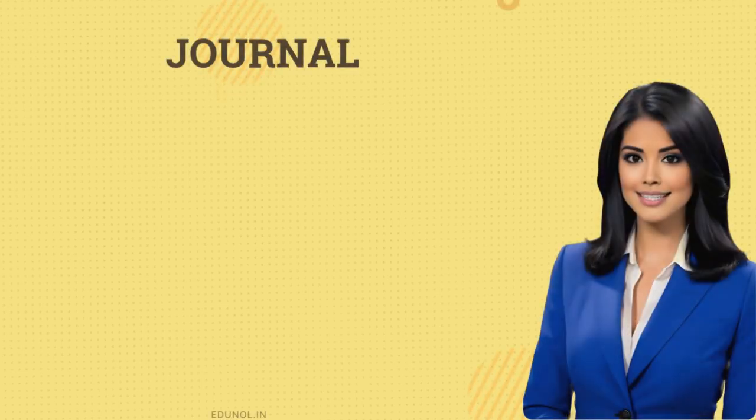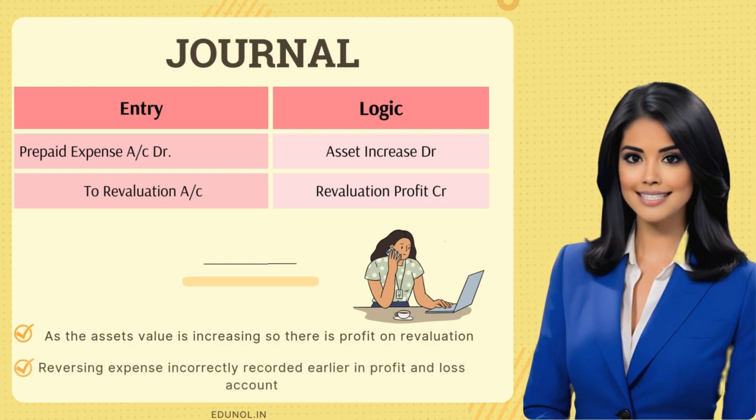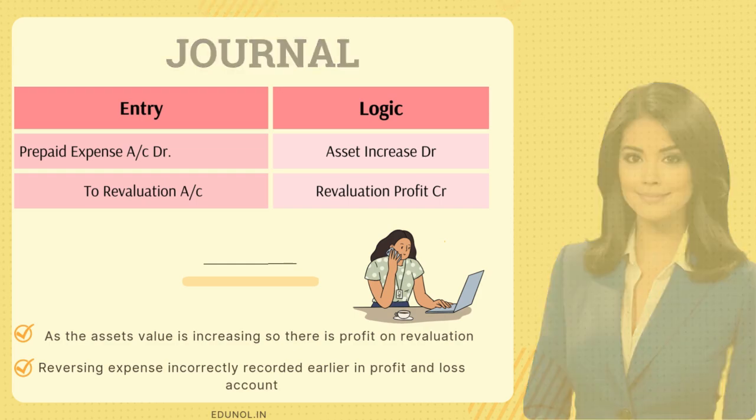Next we come to journal entry. Prepaid expenses is an asset which is increasing, so it gets debited. In case of increase in assets we have a profit, so revaluation account gets credited. Another reason for revaluation profit is that earlier by mistake we recorded prepaid expense, which is an asset, as normal expense in profit and loss account. Now we are reversing the incorrect expense, and so revaluation profit will increase.